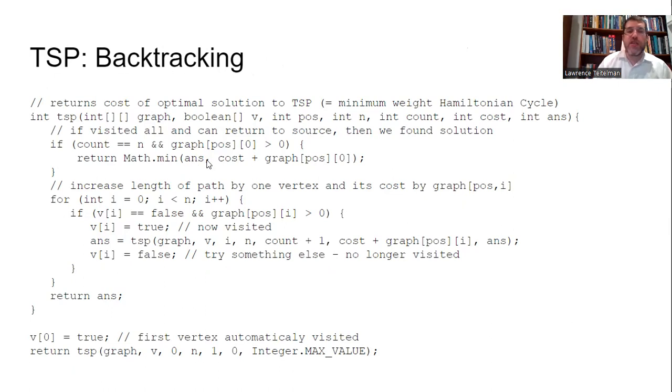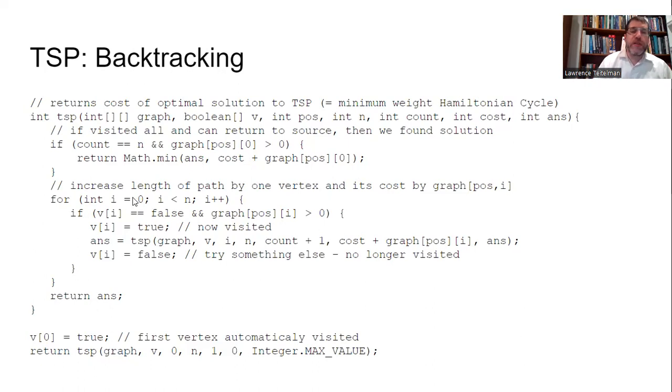Not just is it good, but is it less than whatever I had? So answer is the answer I had so far, right? And the other possibility is I look at the cost so far plus the cost of going from the last vertex back to the beginning. And I say, if this is less than the best answer I had so far, then that becomes the new min, right? So again, I'm not just returning true or false, yes or no, 1 or 0. I'm returning a number that represents the cost of the minimum circuit.